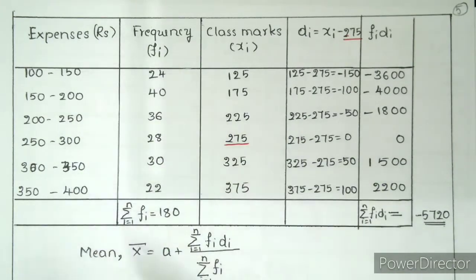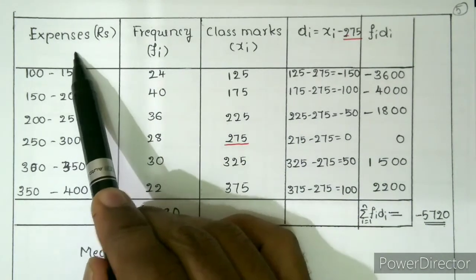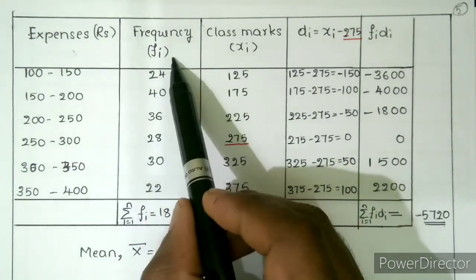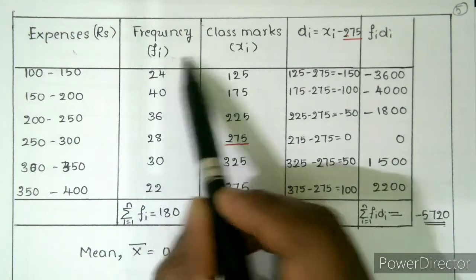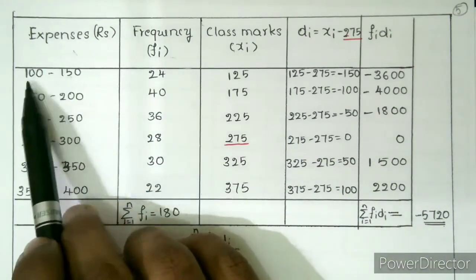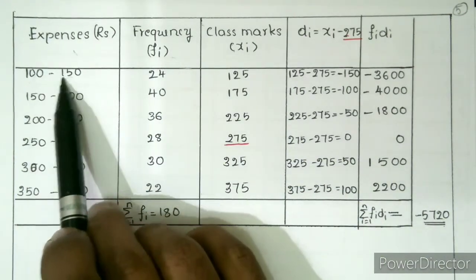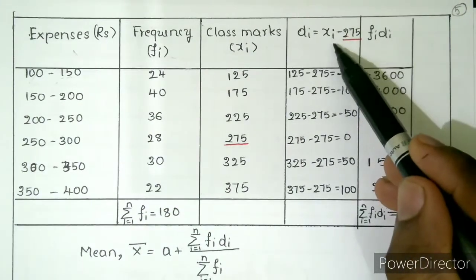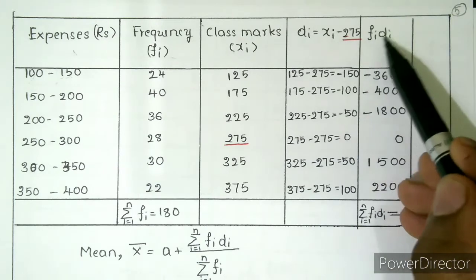The first column is the expenses or the class interval. If you don't know how to write expenses, simply write class interval. The second column is the frequency. The third column is the class mark. How to find the class mark? Upper limit plus lower limit divided by 2, and di is xi minus 275, and then fi di.